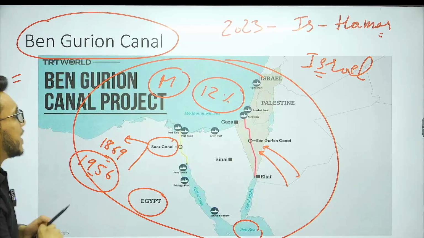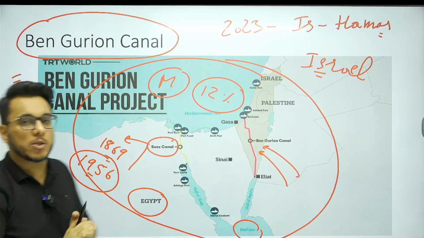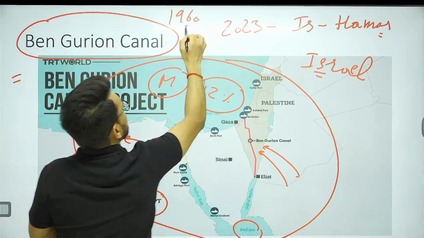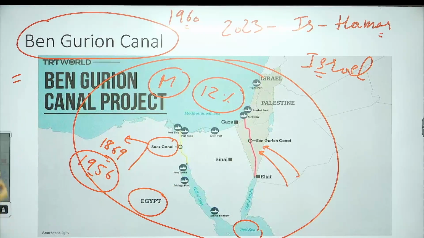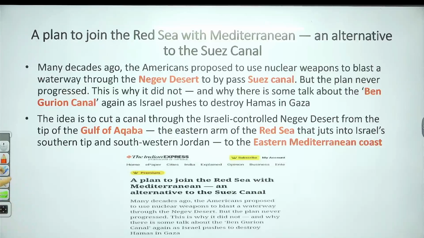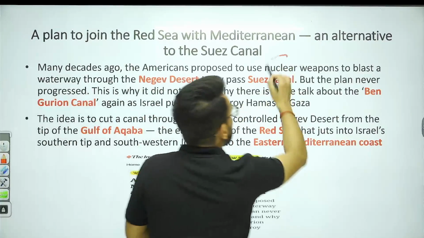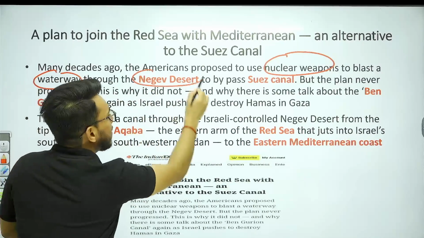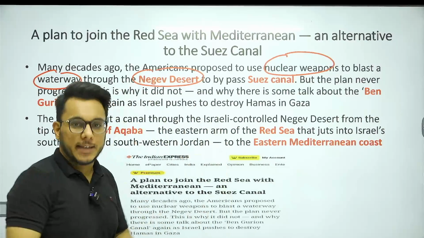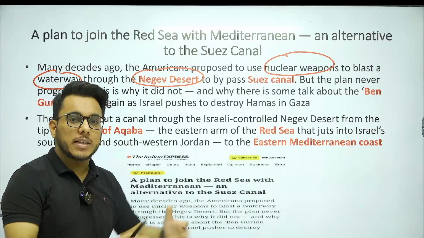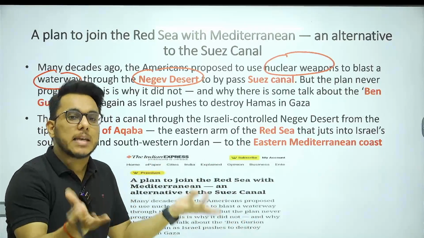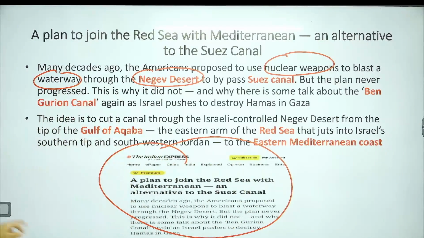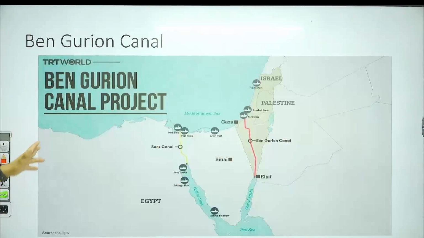Now, one thing is that this particular idea is not new. Since 1960s, US is advocating this particular idea. US has advocated that with the help of nuclear weapons, we should blast a waterway through the Negev desert of Israel. But now in 2023, this particular proposal again came in the news, and there were many newspapers in which it was published. So let's discuss a little bit more about it.